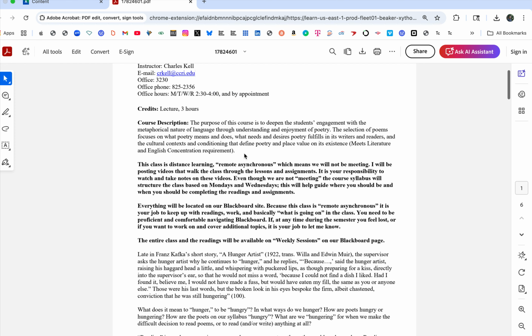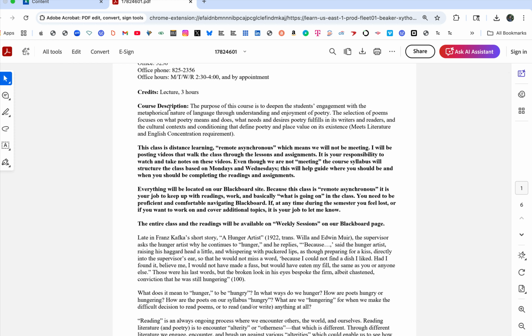We'll set something up. So, the purpose of this course is to deepen the student's engagement with the metaphorical nature of language through understanding and enjoyment of poetry. The selection of poems focuses on what poetry means and does, what needs and desires poetry fulfills in its writers and readers, and the cultural context and conditioning that define poetry and place value on its existence. That's the CCRI description of poetry, and we'll be leaning into that.